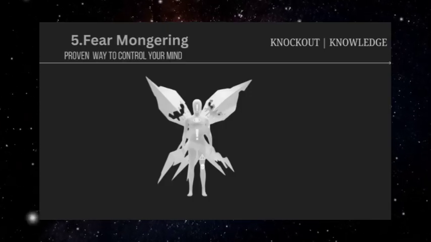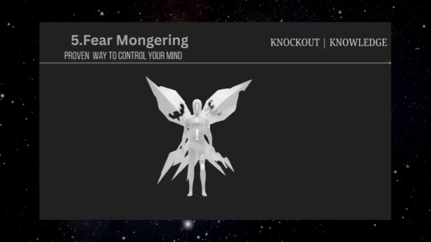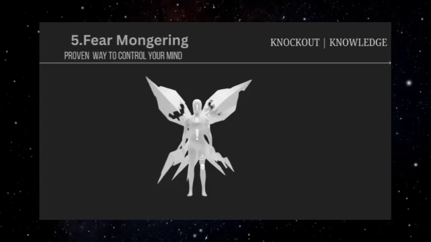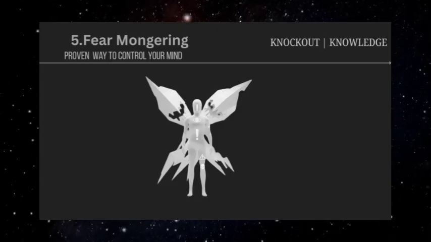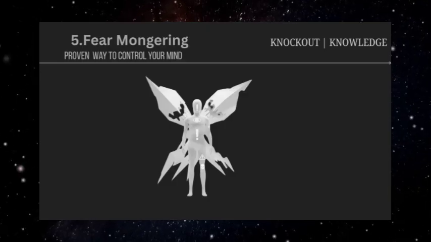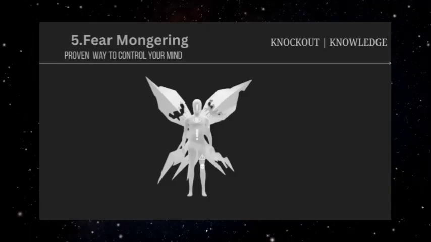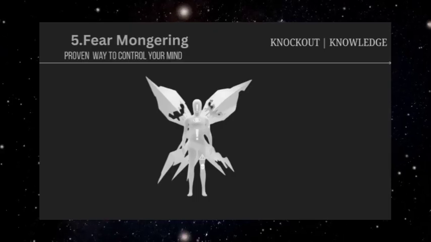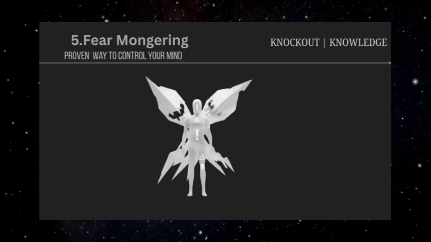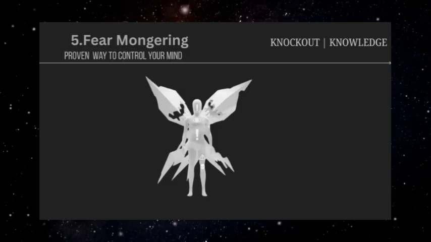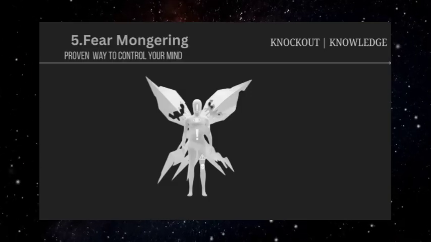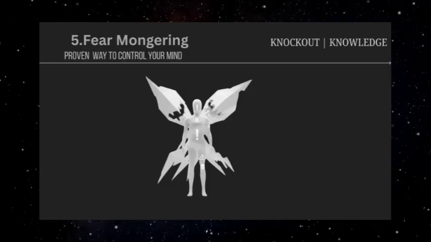First, a threat is identified and amplified. This might be a genuine issue that's blown out of proportion, or it might be a completely manufactured danger. The key is to make the threat feel immediate, personal, and overwhelming. Next, the fear-monger positions themselves as the only reliable source of protection or solution. Finally, they demand compliance, loyalty, or resources in exchange for that protection.